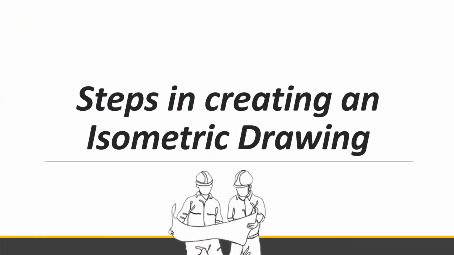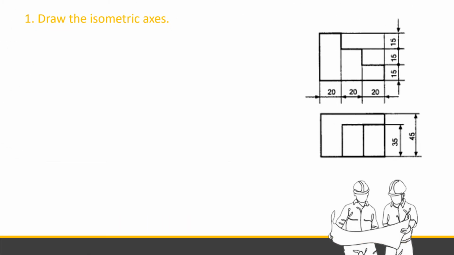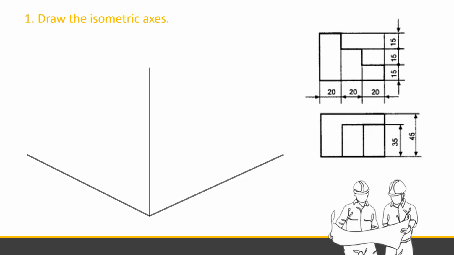So what are the steps in creating an isometric drawing? First, you will draw the isometric axis, that is the vertical line. So you have a vertical line, and also the lines that are 30 degrees with respect to the horizontal. So that is your isometric axis. So dito ka magsisimula. This vertical line here will be the first corner of your drawing. It depends on which corner you will use in the orthographic projection.